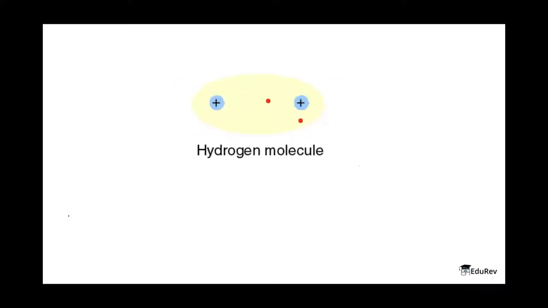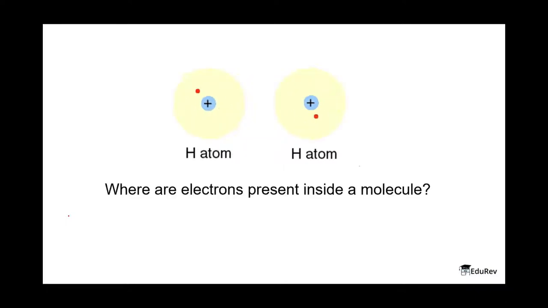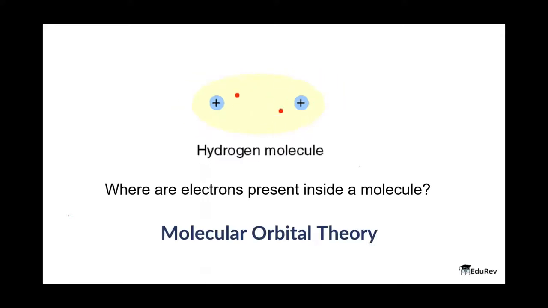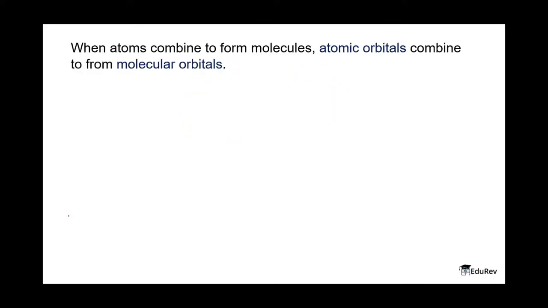But if someday someone asks you, where are electrons present inside a molecule? To answer that question, we have this theory which we are going to study today, which is called the molecular orbital theory. Now, when atoms combine to form molecules, atomic orbitals also combine to form molecular orbitals.